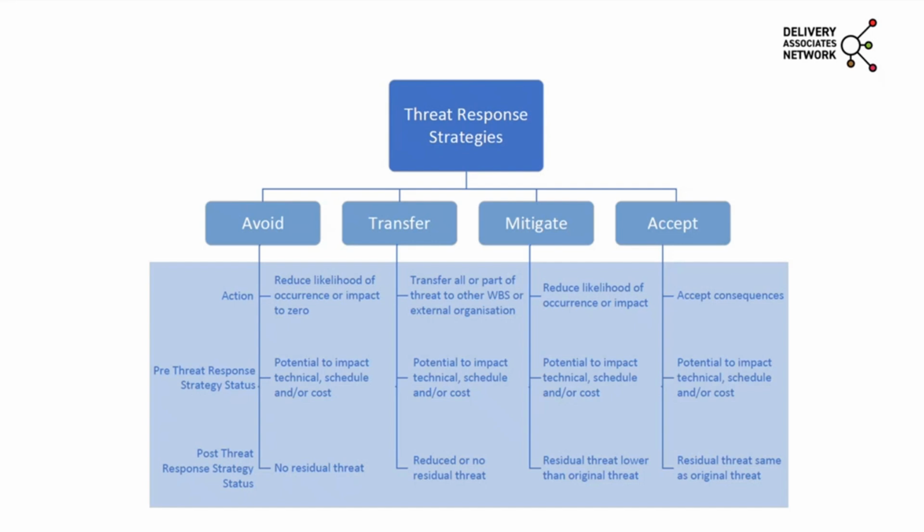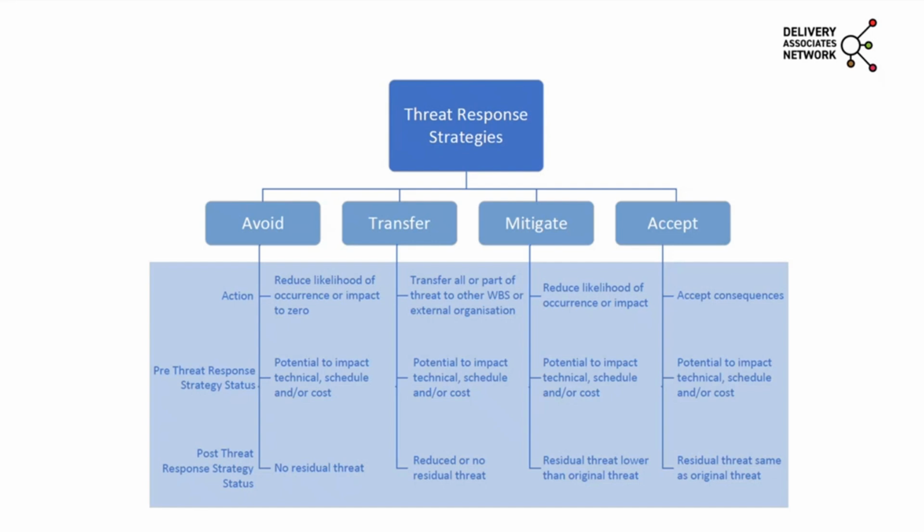We essentially eliminate it. Transferring a threat, we would essentially transfer the whole or part of the threat to other work breakdown structures or to an external organization. So we would essentially lift it off our shoulders and give it to someone else more appropriate to deal with it. So then there is reduced or no residual threat for our organization. We can mitigate a threat where we reduce the likelihood of occurrence or impact, but we do not take it down to zero. So there's still some potential to impact, but the residual threat after we mitigate it is lower than the original threat.